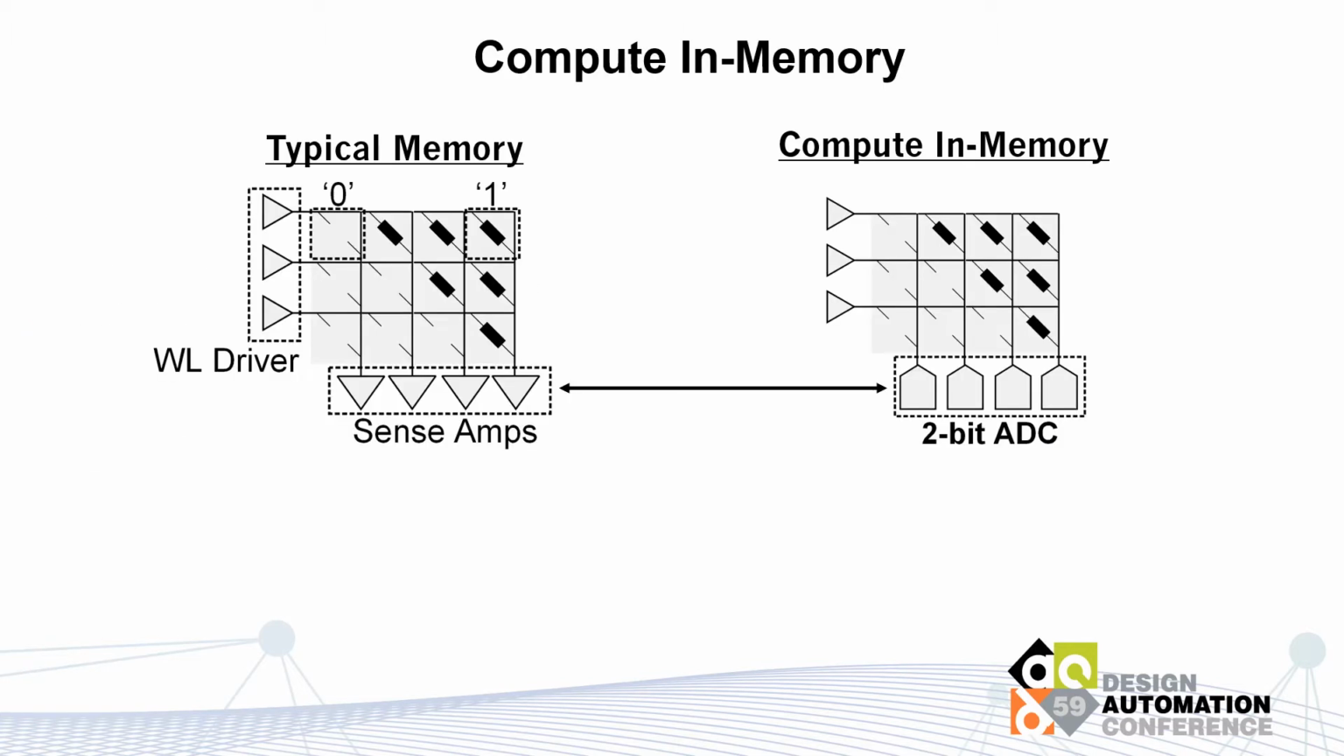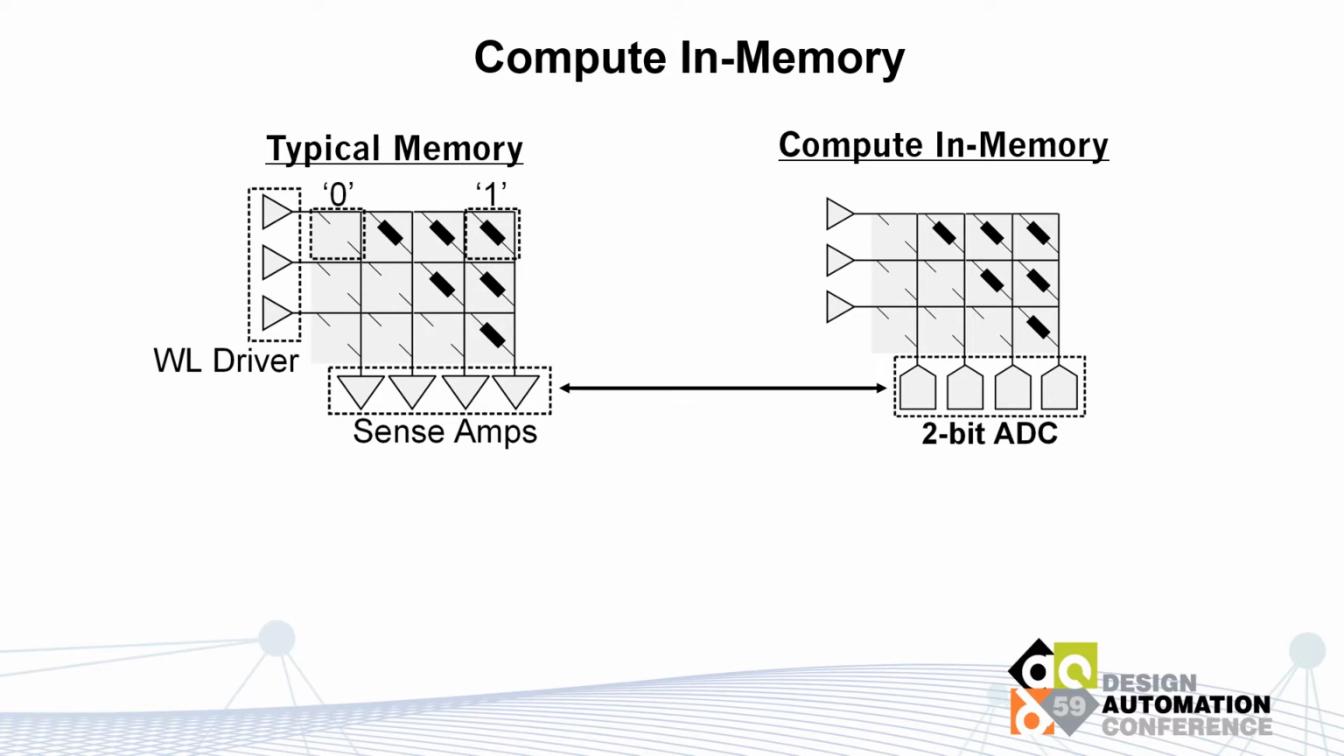The easiest way to define compute memory is to compare it with a typical memory array. Here I'm giving a small example of the two. Starting with the typical memory array, we have a 4x4 bit cell array with some peripheral circuits. The open circuit here denotes a logical 0, and the short circuit here denotes a logical 1. And we have word line drivers to read each word line or row, and we have sense amplifiers to read the 1 or 0 from the corresponding bit line or column.